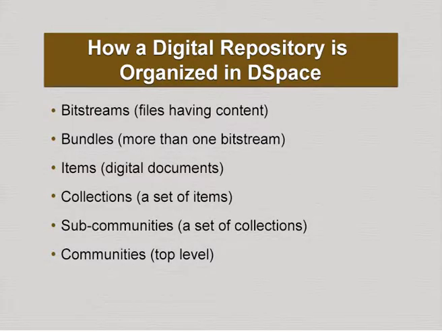So, how is a digital repository organized? Here we try to compare DSpace with a regular traditional library, where books are arranged on the shelves by subject, and there is a catalog to access them. So, how do we arrange the digital objects in a digital repository? Bit streams are the files having content. It could be an image or a video or a text or audio. Then bundles, which means more than one bit stream constitutes a digital item or resource.